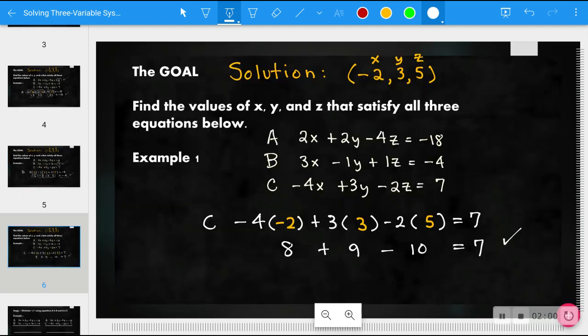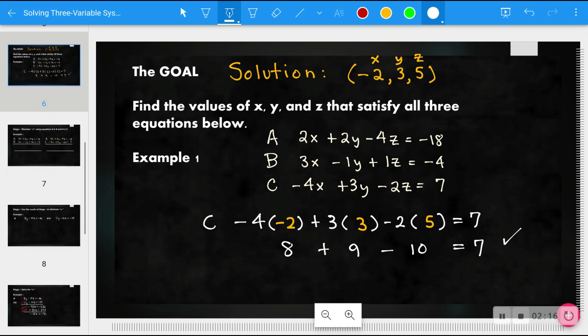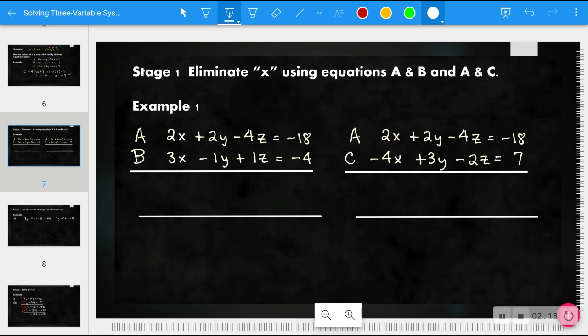And then you can slow the video down and pause it if you want. But here's where I show that it works in the third equation. So the triplet, -2 for x, 3 for y, and 5 for z, is indeed the solution. So how in the world do you find those numbers? Well, that's my goal here, is to show you how to find them.